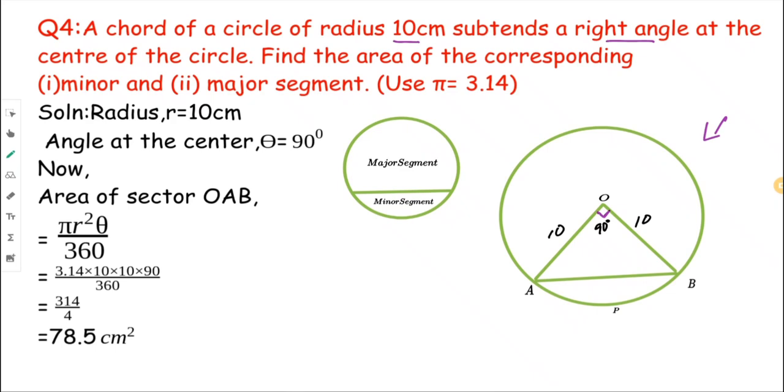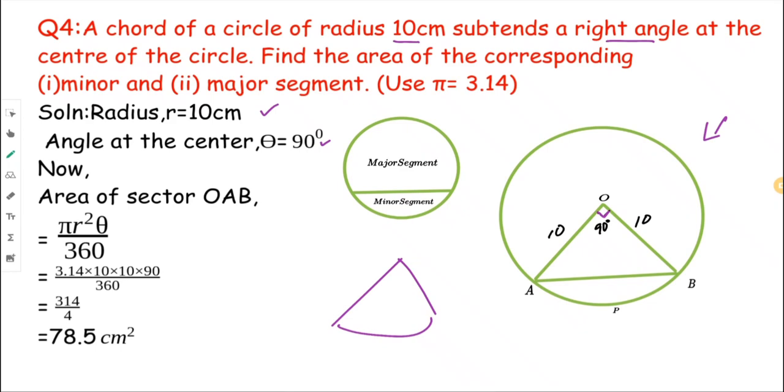Minor segment means you already know this is a minor segment, right? How do you find it? I have to find the area of the sector, this, minus the area of this triangle. When I subtract these two, I'll get the area of this minor segment. Clear? The radius is given, and the angle at the center is definitely given to us, 90 degrees. So let's first find the sector. Sector means this, right? Pi r squared theta by 360, radius given, theta given.